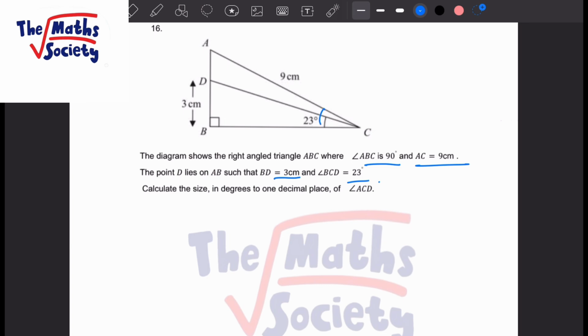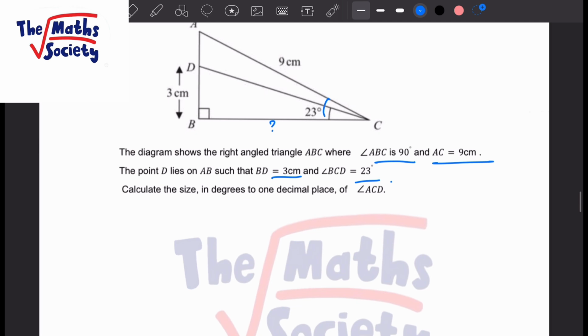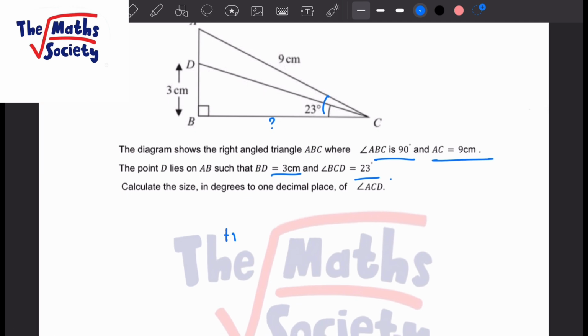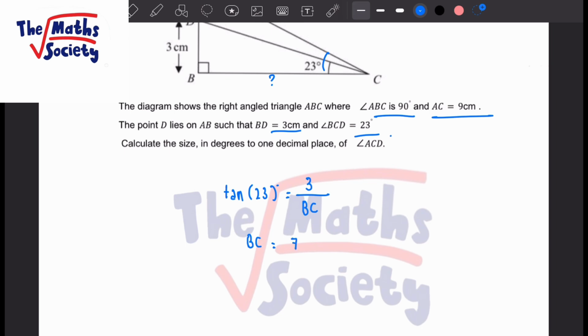So it means we can try to find out what BC is first. So basically we just want to know the length of this. That means we're going to use tangent 23, and that's 3 divided by BC, because we want to know BC. So BC equals 3 divided by tangent 23, which means you're going to get 7.07 centimeters.